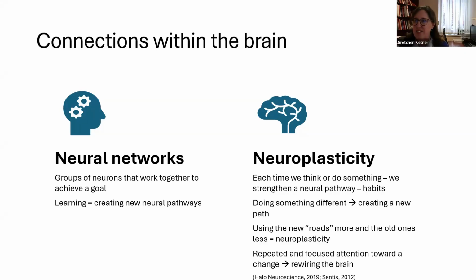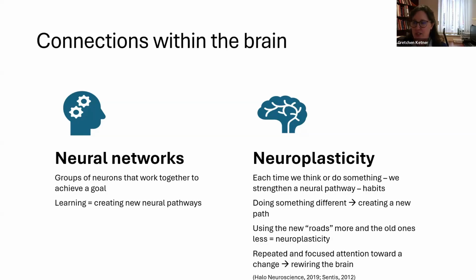Inside our brains, we have neurons, and the neurons are connected to each other in what are called neural networks. These are groups of neurons that work together to achieve a goal. So of course, there are millions and millions of neural networks in our brains. Neurons working together to achieve a goal, these networks, they are pathways. And when we learn, we're actually creating a new neural pathway.